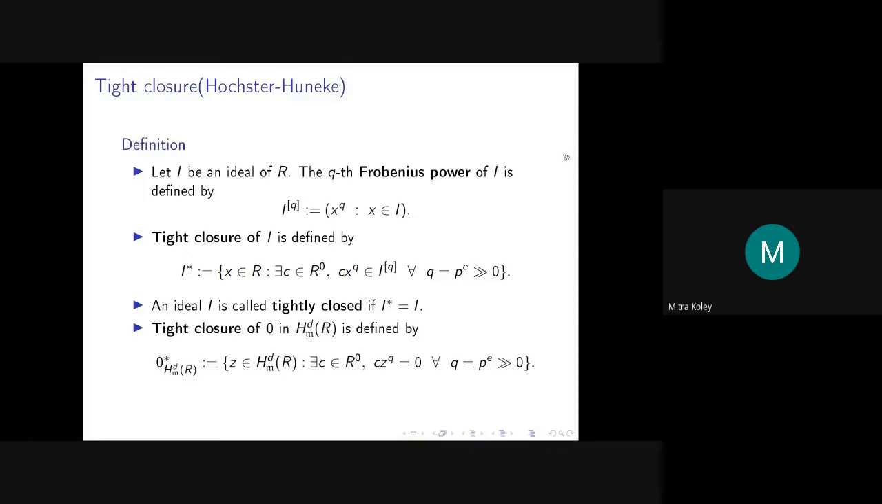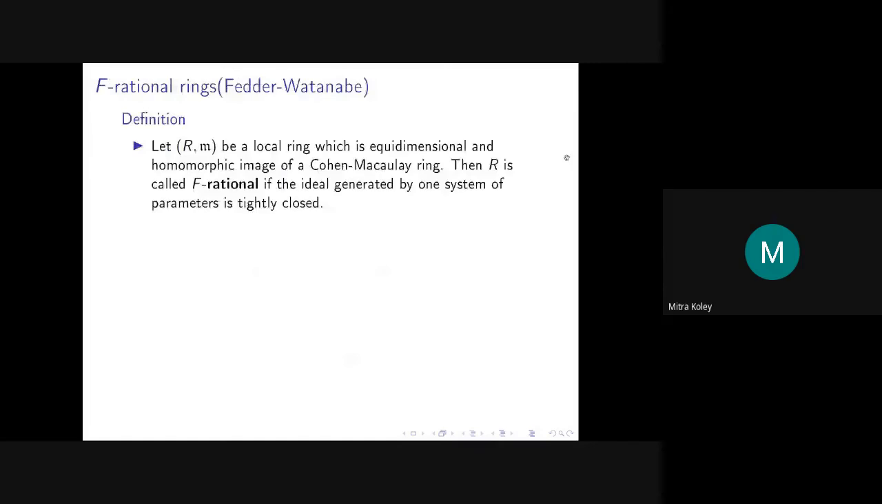Now we recall the tight closure of 0 in the local cohomology module. The tight closure of 0 in H^d_m(R) is defined as the set of all elements z in the local cohomology module such that there exists a c in R° such that c z^q equals 0 for all q large.